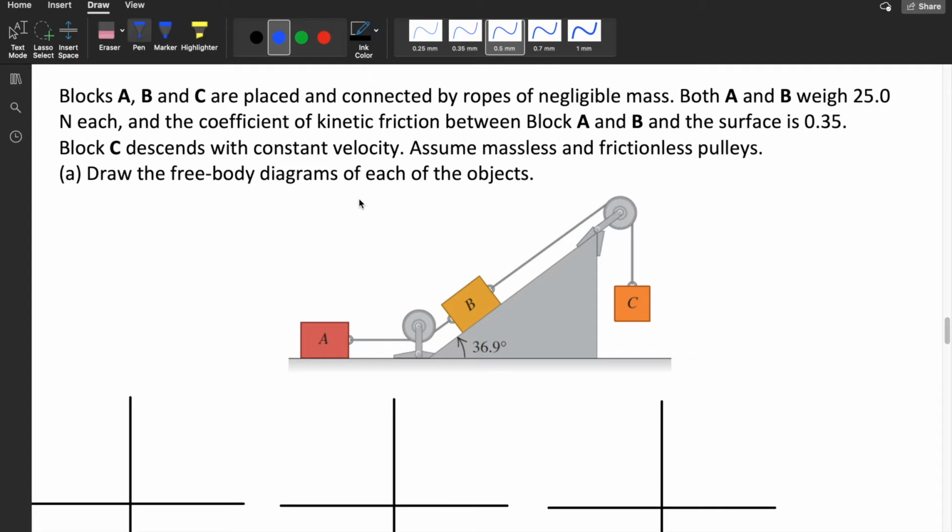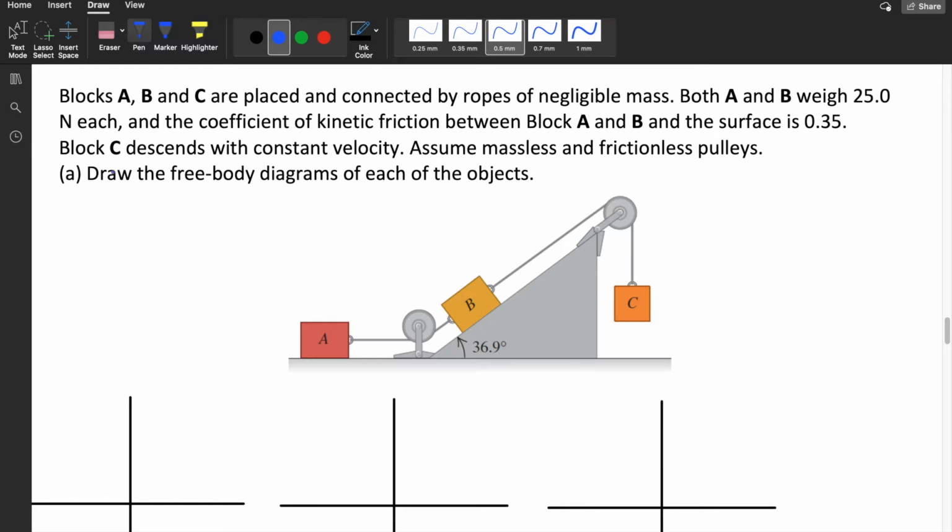So take note, as I've mentioned in my previous videos, especially in the summary, that each object, if there are many masses in the figure, each object will have its own free body diagram. So for this case, there are three masses. So the tendency is that you should expect three free body diagrams.